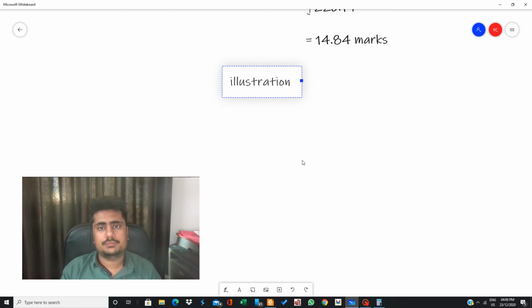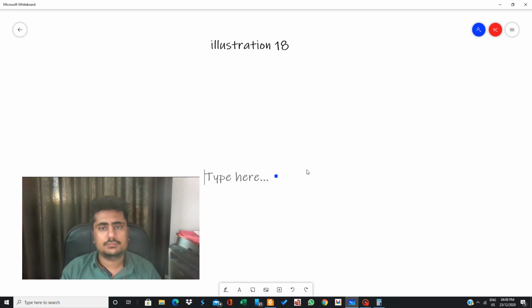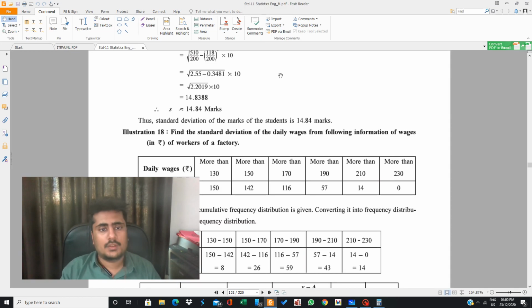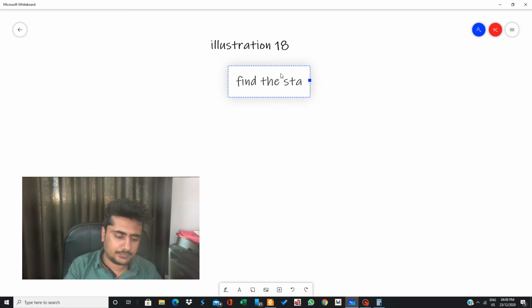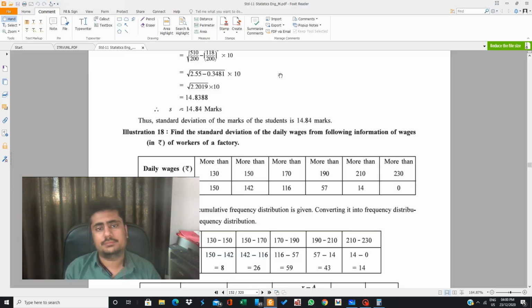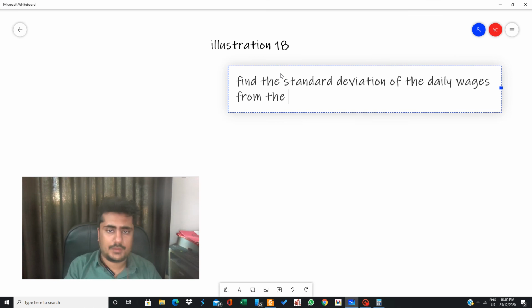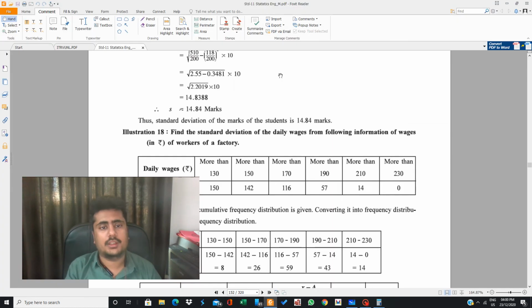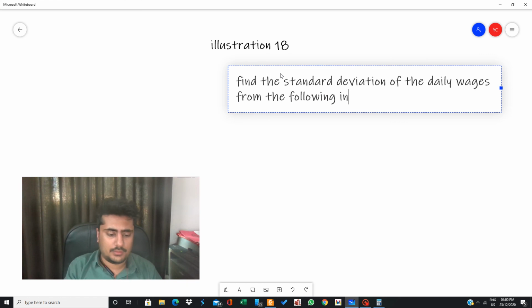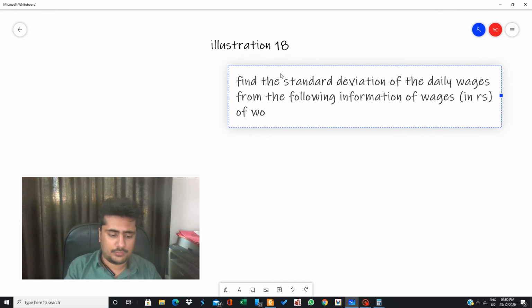Illustration 18. Find the standard deviation of the daily wages from the following information of wages of workers of a factory.